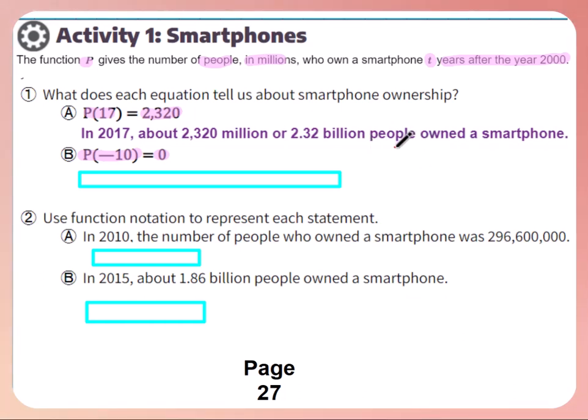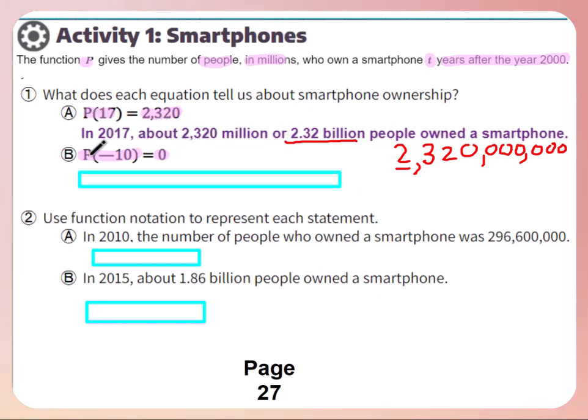So we could write 2,320 multiplied by a million. That would give us 6 more zeros on the end: 1, 2, 3, 4, 5, 6. And if we interpret that, this is going to be thousands, millions, billions. Okay, so that's how they got 2.32 billion.